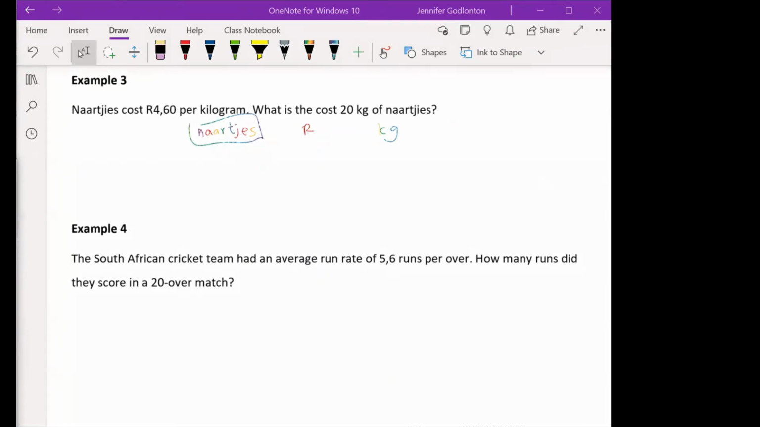Okay, so we know that it's 4.60 for 1 kilogram of nachos, and I want to know how much 20 kilograms of nachos is. So again, in this situation, you could just multiply, but if we're using our special method here, we can say 20 divided by 1 times 4.60, which gives us 92 Rand. Okay, so it would cost me 92 Rand to buy 20 kilograms of nachos. And this is why this method can really come in handy when we start getting to questions like this. Makes life a little bit easier.